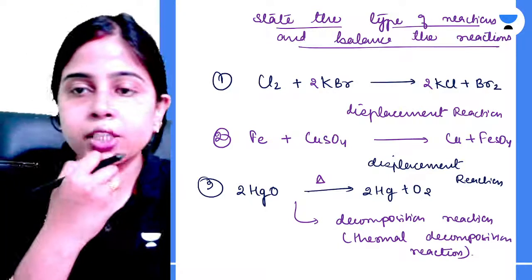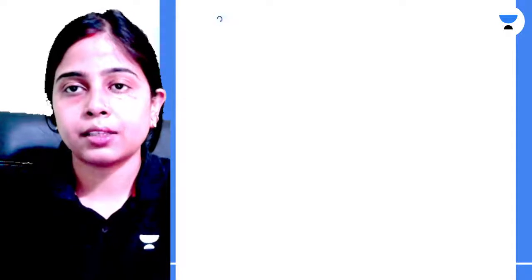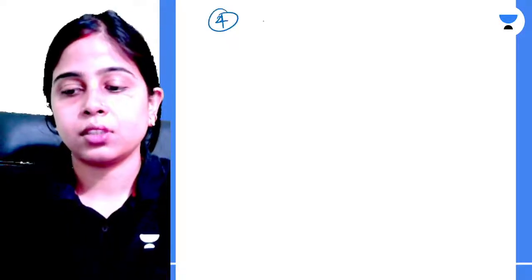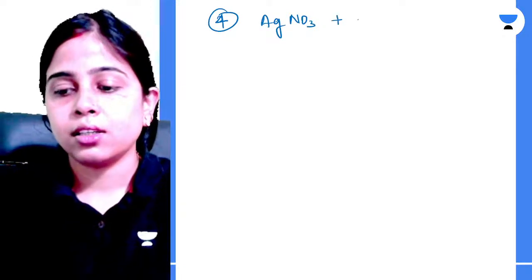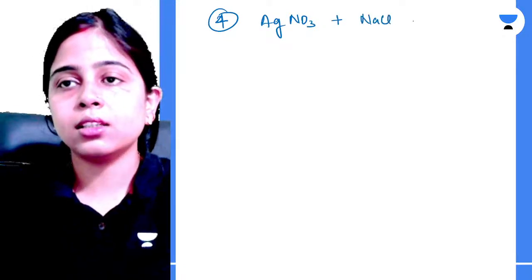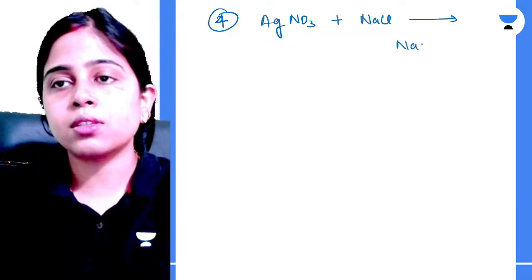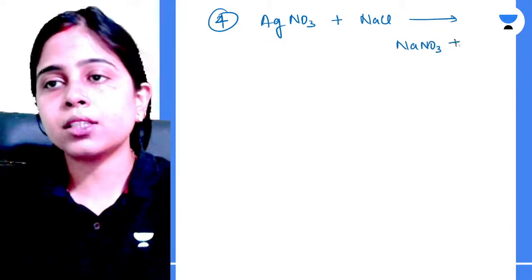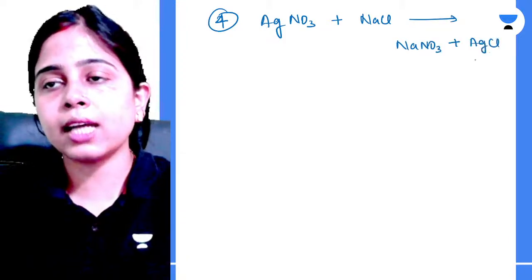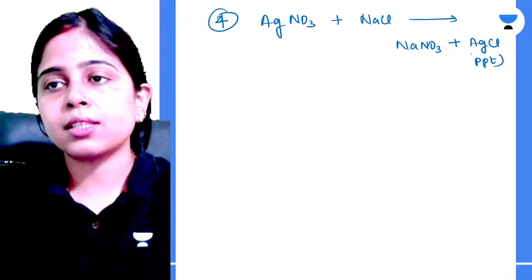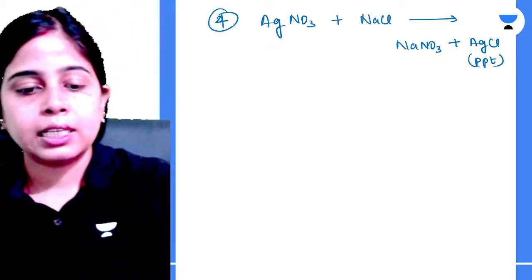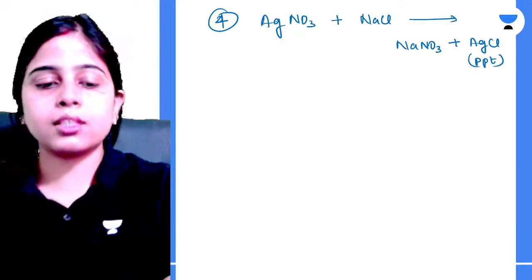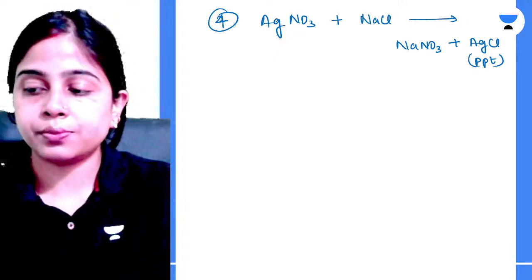Then one more reaction we have. Let's identify that. Silver nitrate reacting with NaCl to produce sodium nitrate and silver chloride as a precipitate. So what is this reaction? If anybody can answer this question, what is this reaction?